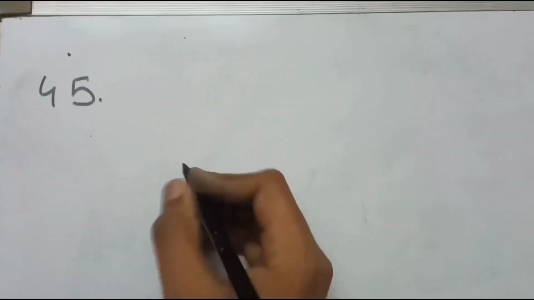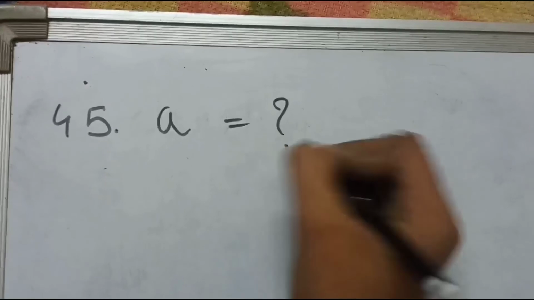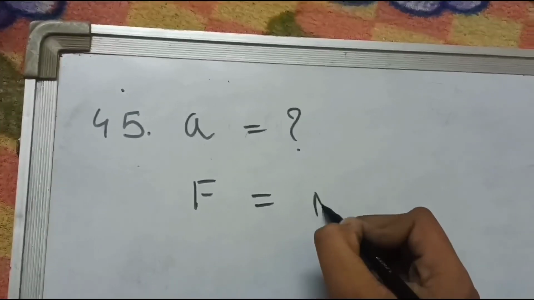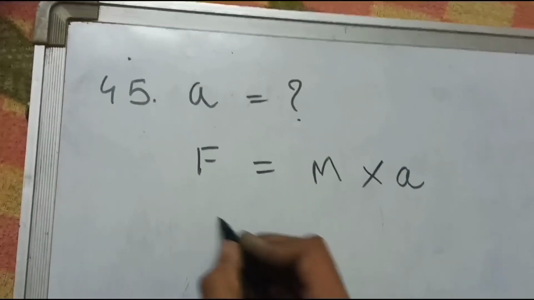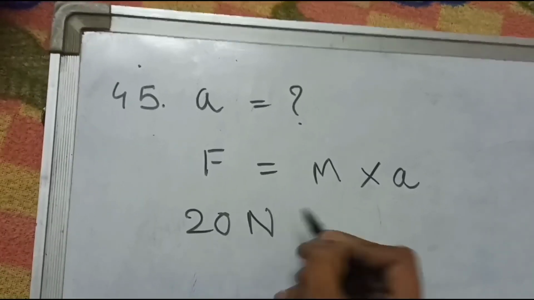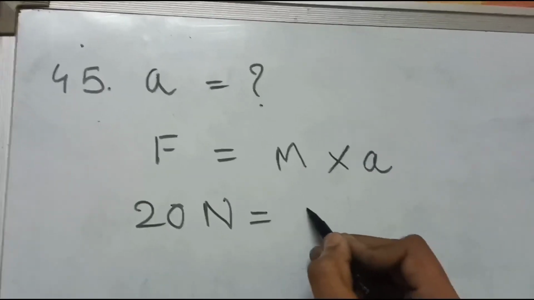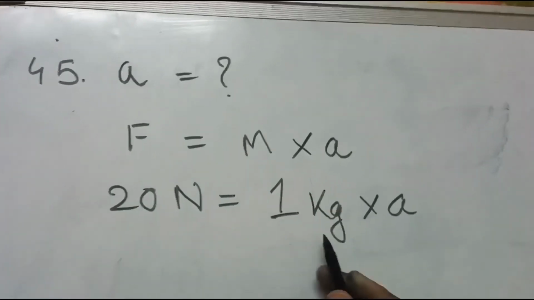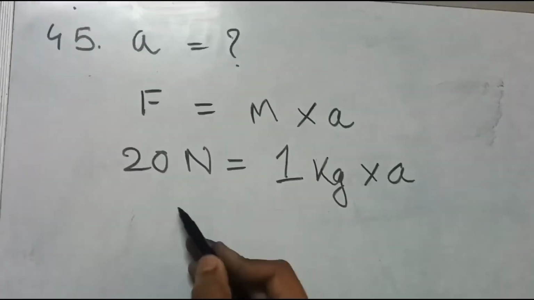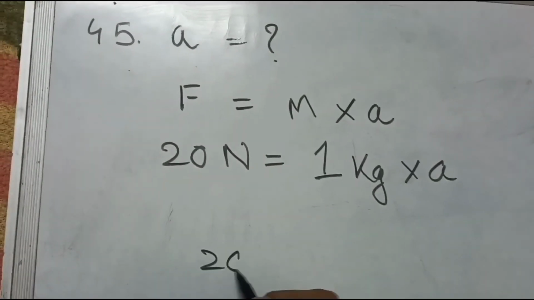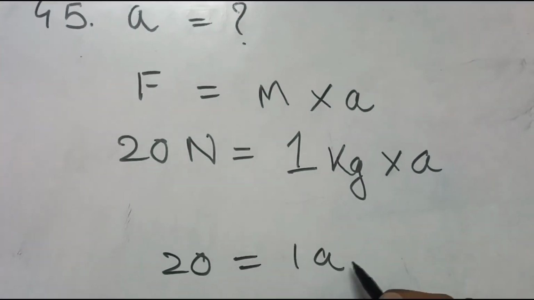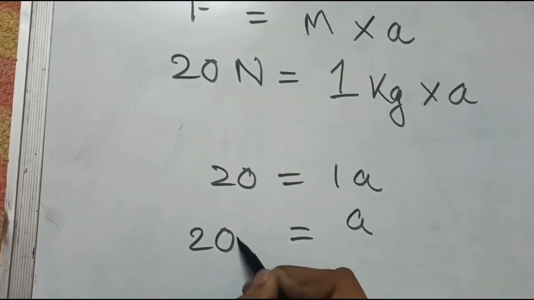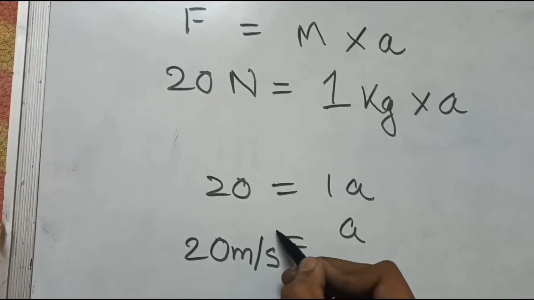For the second part of this question, where we had to calculate the acceleration, we know that force is equal to mass into acceleration. Force, as given in the question, is 20 newtons, and mass we just calculated as 1 kg. So 1 kg into acceleration will be the force, which is 20 newtons. So 20 is equal to 1A. So A will be equal to 20. So the acceleration is 20 meter per second square.